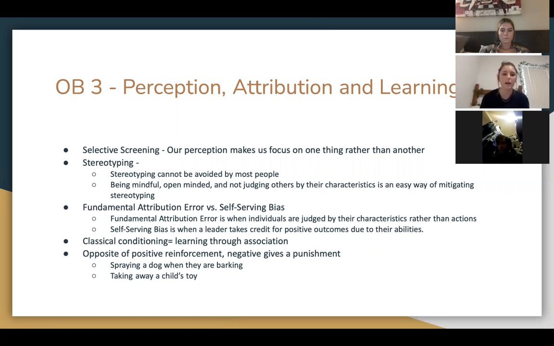The video also talked about fundamental attribution error versus self-serving bias. Fundamental attribution error is when individuals are judged by their characteristics rather than actions. So this could also be considered like maybe their attitude or their personality rather than the work that they get done. And self-serving bias is when a leader takes credit for positive outcomes due to their abilities. So this could also be just taking advantage of subordinates and employees in your group and just making yourself seem better than might be true.